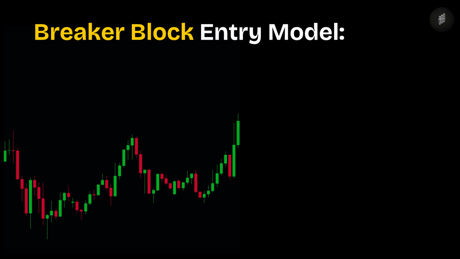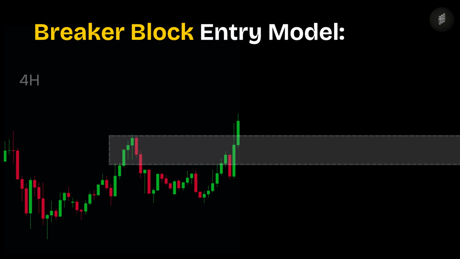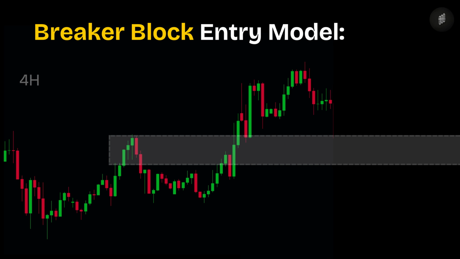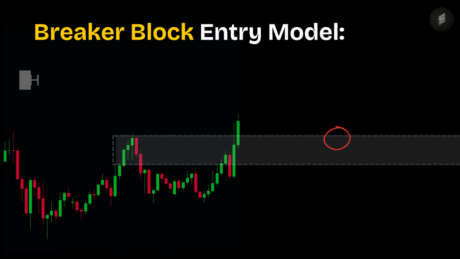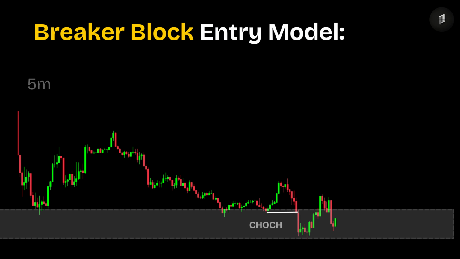Breaker block entry model. Once the breaker block is confirmed, execution becomes simple, mechanical, and highly precise. First, mark the breaker block clearly on your chart, the exact zone where the failed order block flipped into continuation structure. Then all you do is wait patiently for price to return to that breaker, because institutions almost always come back to rebalance that zone before continuing the move. As price taps into the breaker, drop to a lower time frame and look for a clean change of character. This is your confirmation that the market is shifting from the pullback back into the trend.